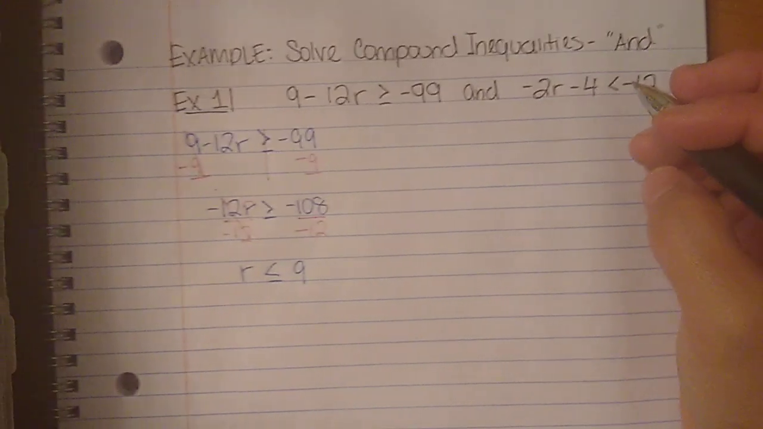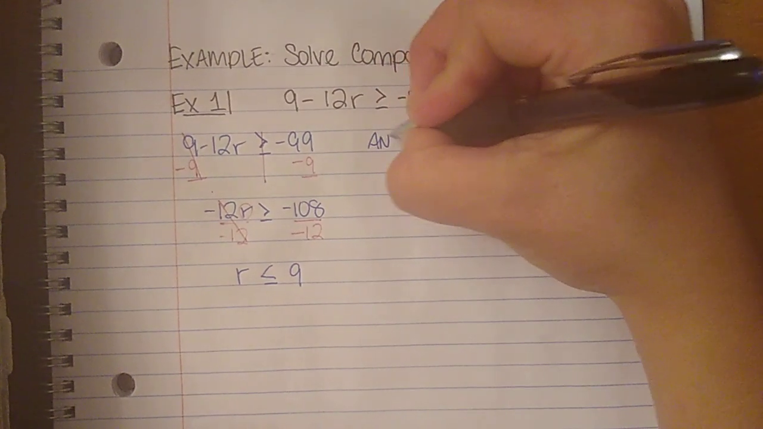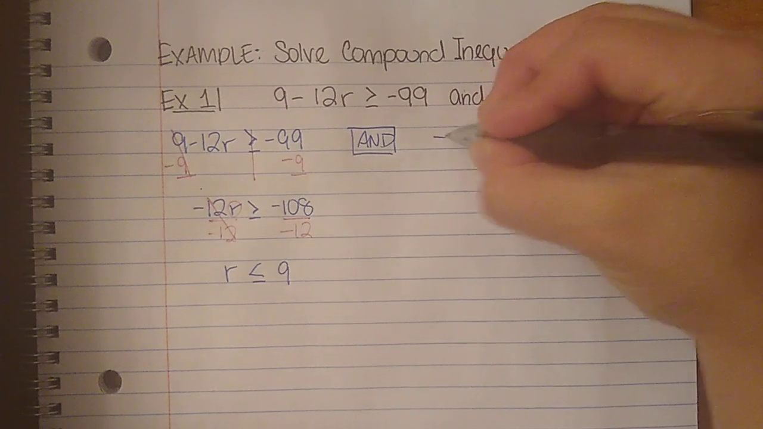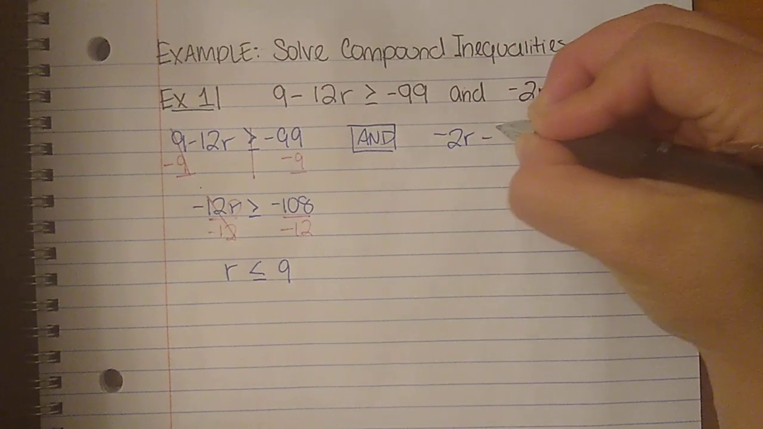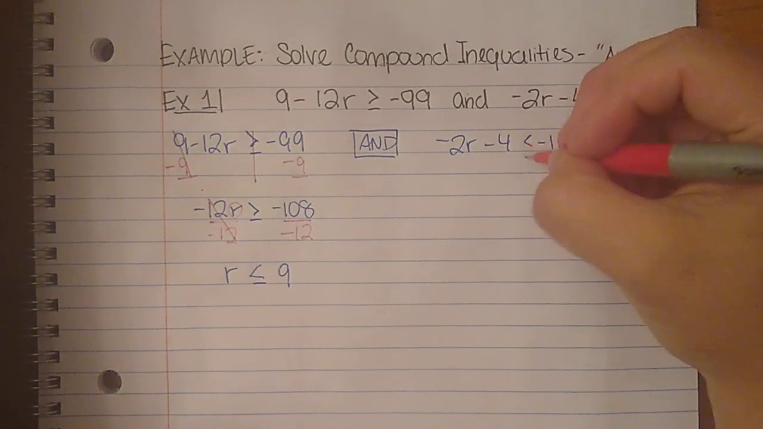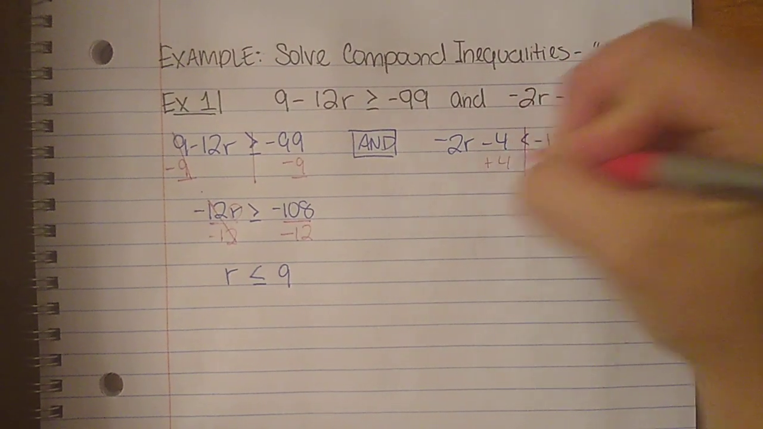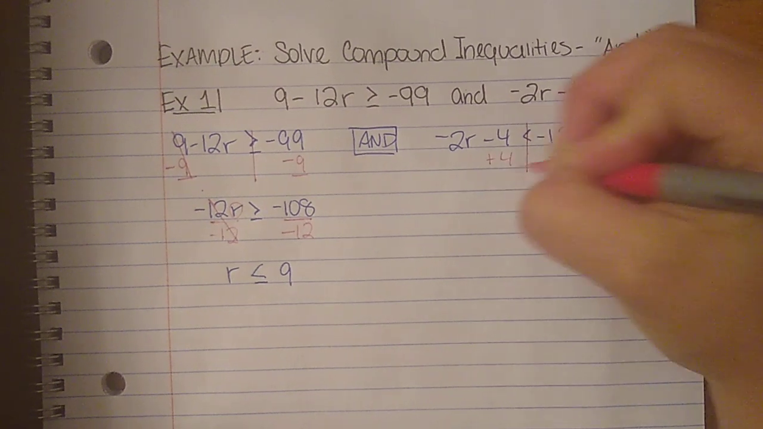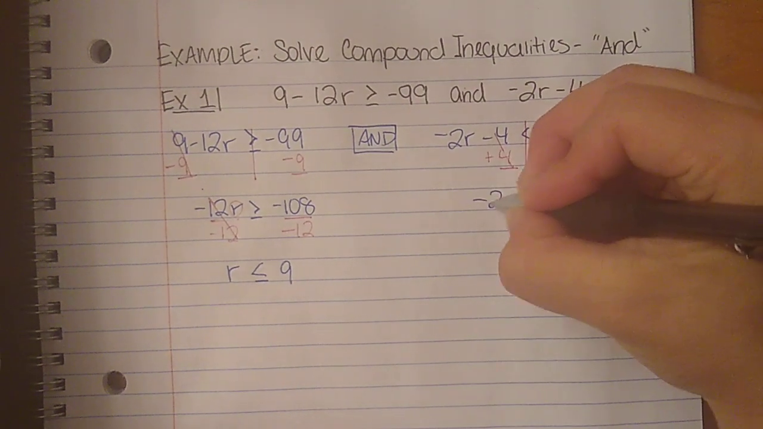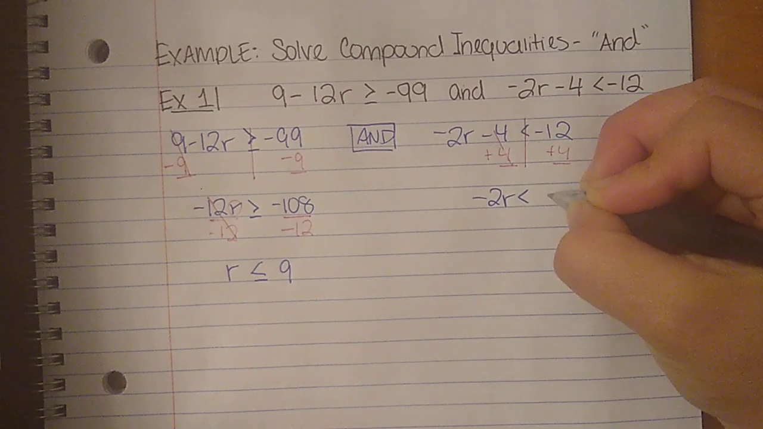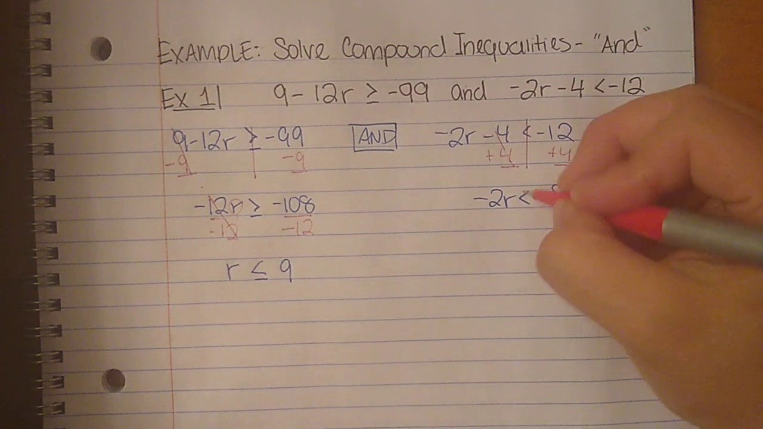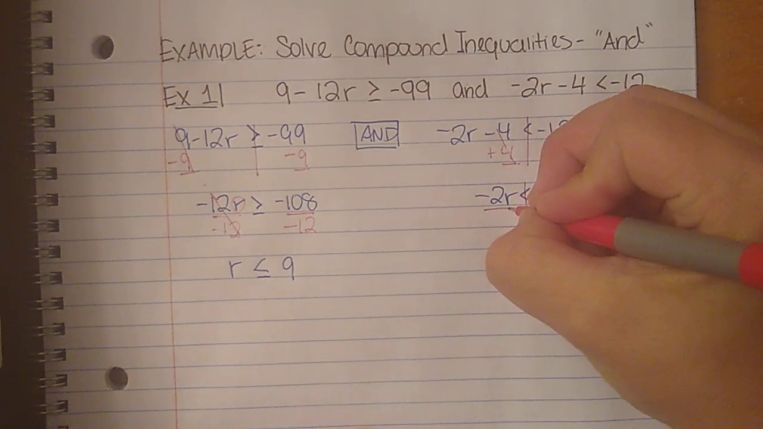Now we take care of our other inequality. We know this is an "and" situation, so it's going to have to hit both criteria. Negative 2r minus 4 is less than negative 12. Two-step solution. We add the 4 to both sides of our inequality. Negative 2r is less than negative 12 plus 4, which is negative 8. Be careful with your operations with integers here. Double check it as necessary.